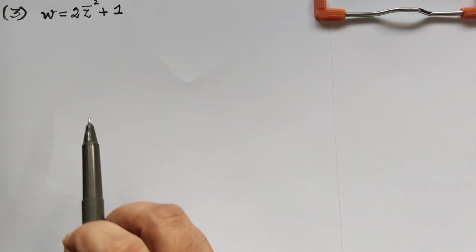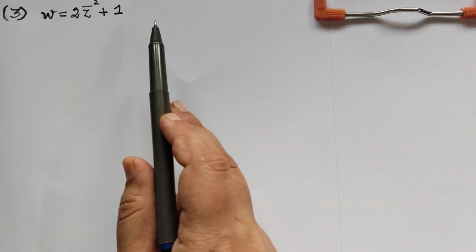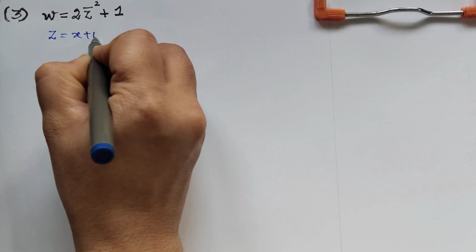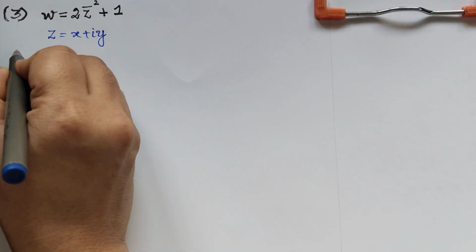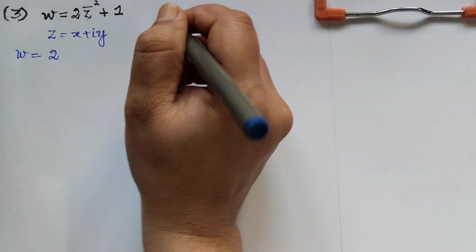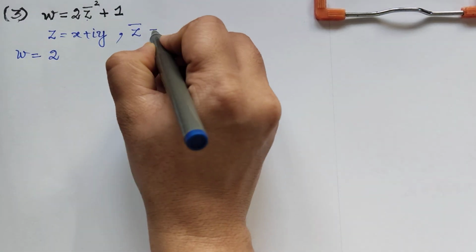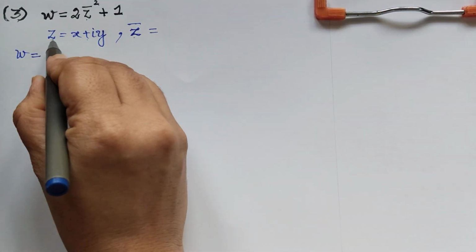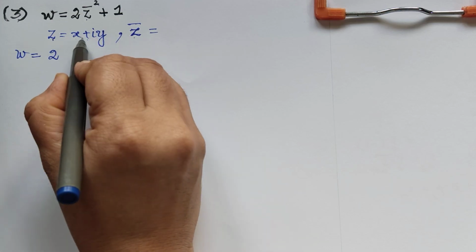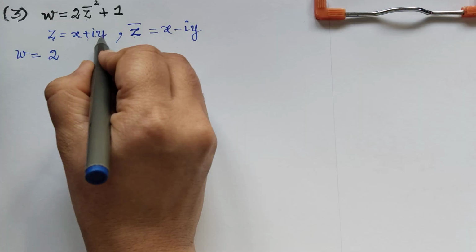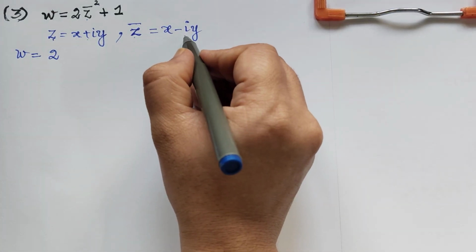We have a third problem under this type. It is given as w equal to 2z bar square plus 1. So now here z can be taken as x plus iy, since it is a complex variable. So therefore w will be equal to, now here we have 2z bar square. So what is z bar actually? It is equal to the conjugate of z. So z bar is the conjugate of z. So conjugate of z gives us x minus iy, that is the imaginary part turns out to be negative. So that is the conjugate.